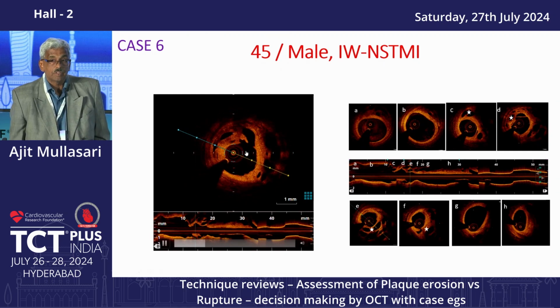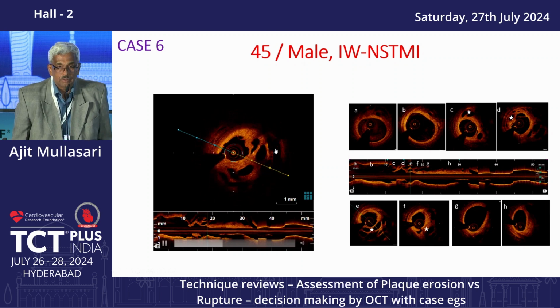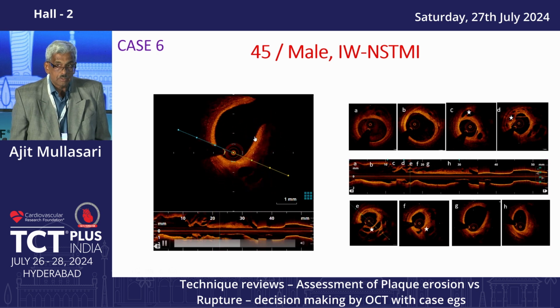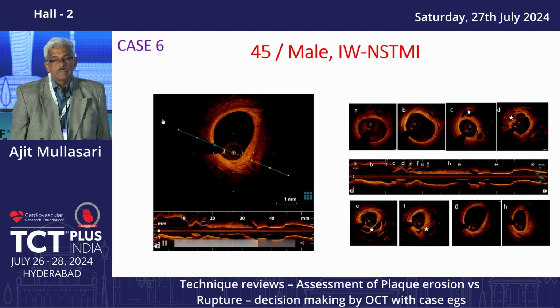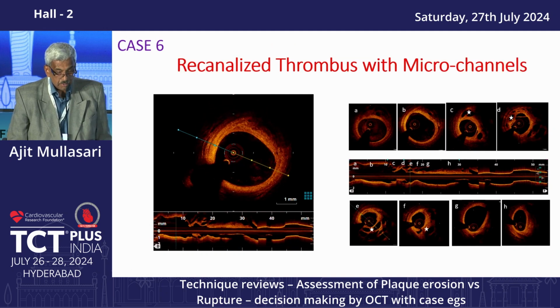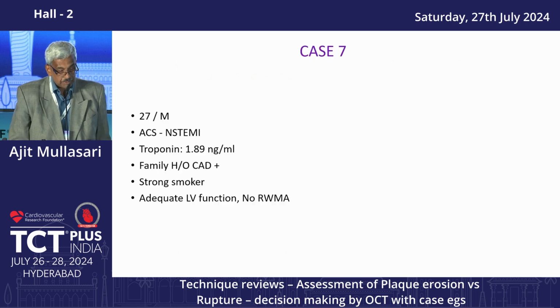If you try to interfere with the wire in these lesions, you can close the vessel on you. So before you interfere in these vessels, be sure that you can get your wires safely across. If the flows are good, again, treat these patients medically. So this is a recanalized thrombus with a microchannel, which is typically called a lotus stem appearance.